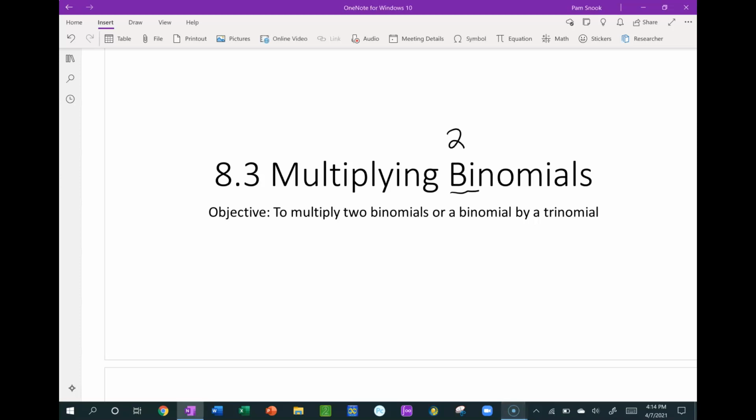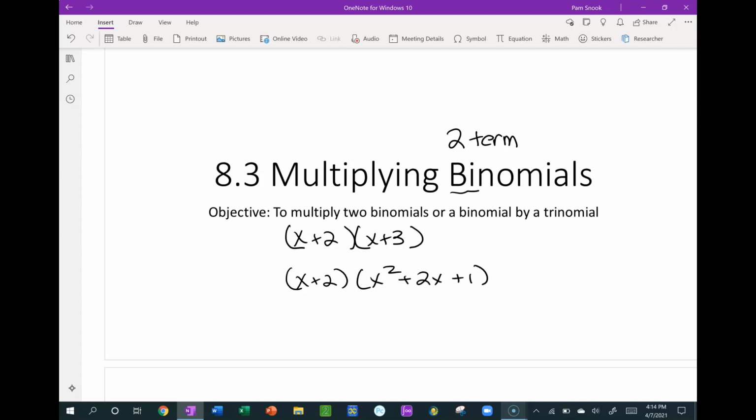So bi means two, so these are going to be two-term expressions. We're going to multiply two binomials, so it looks something like this, like x plus 2 times x plus 3. Or we can multiply a binomial by a trinomial, say x plus 2 times x squared plus 2x plus 1.